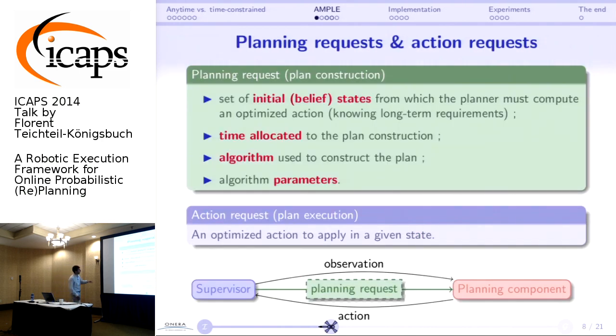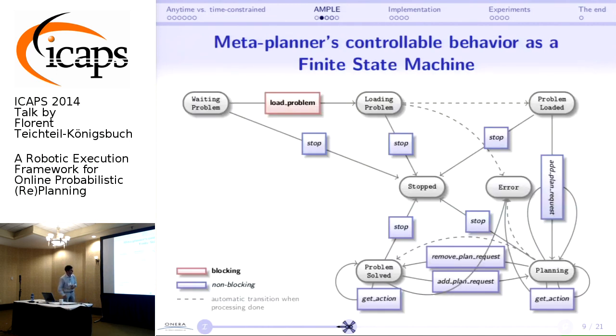So we use planning requests and action requests. In a planning request, you have an initial state from where you want to construct a plan, the time allocated to the planning task, an algorithm and its parameters. And an action request is simply an optimized action to apply in the current state. All these requests are handled via a finite state machine, whose important part is here. So we can add plan requests, remove plan requests, or get action. And here, the states of the finite state machine are important so that the robotic architecture can know what the planning component is doing.